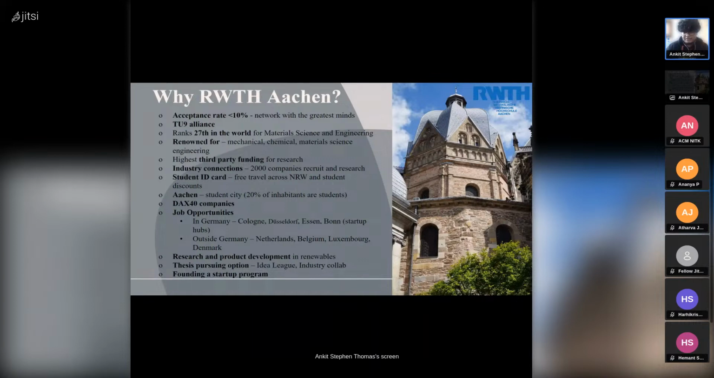Then for material science and engineering, RWTH Aachen ranks 27th in the world, which is higher than even some of the best universities in Germany, including TU Munich and TU Berlin. TU Munich is at the 31st rank, and TU Berlin is even lower.